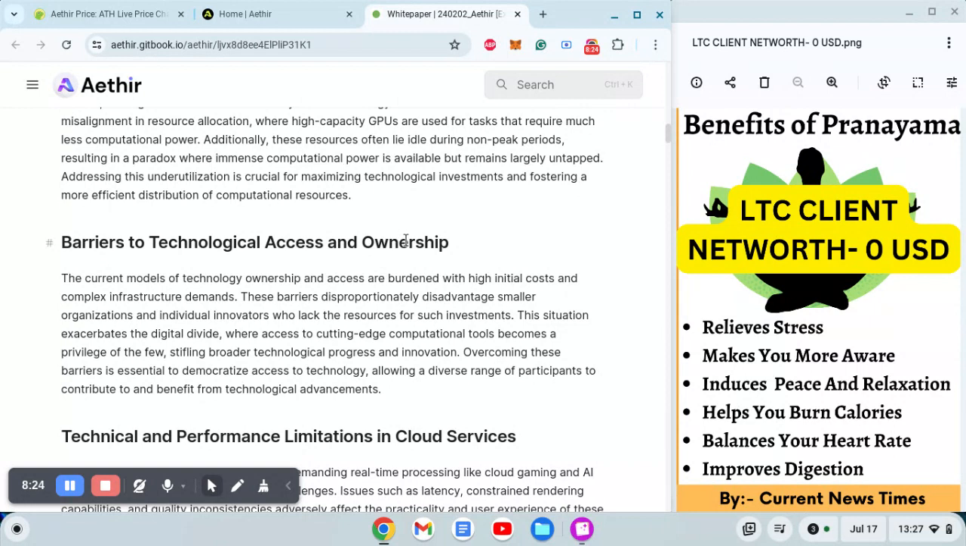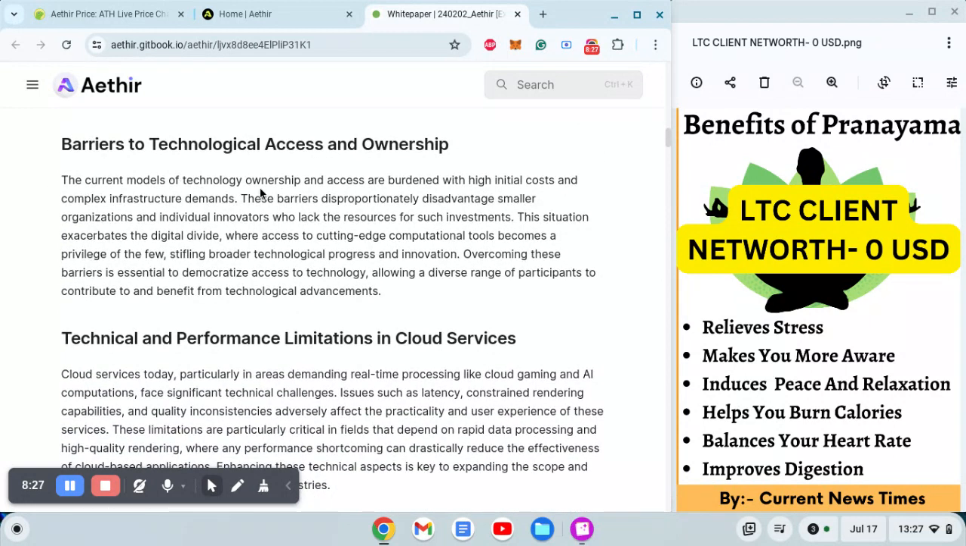Barriers to technological access and ownership. The current models of technology ownership and access are burdened with high initial costs and complex infrastructure demands. These barriers disproportionately disadvantage smaller organizations and individual innovators who lack the resources for such investments. This situation exacerbates the digital divide, where access to cutting edge computational tools becomes a privilege of the few, stifling broader technological progress and innovation. Overcoming these barriers is essential to democratize access to technology, allowing a diverse range of participants to contribute to and benefit from technological advancements.